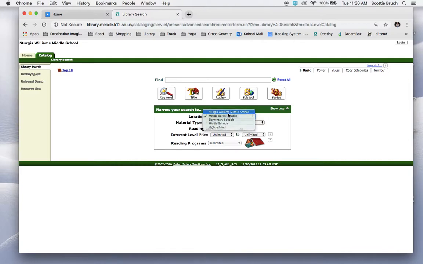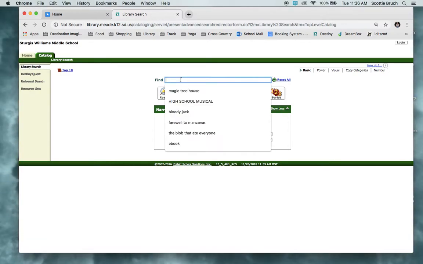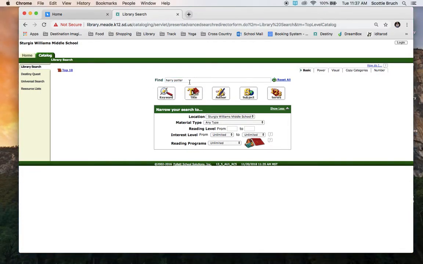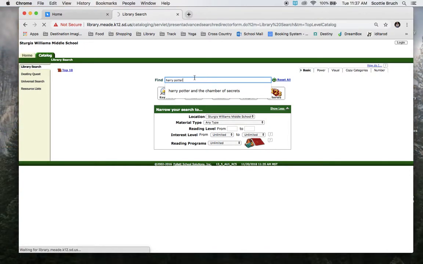I'm going to go back to Sturgis Williams Middle School, click on that as the location, and then I'm going to look up Harry Potter. So I'm not going to do this as a keyword or a title or an author or a subject or series search, just Harry Potter, and hit enter, and we'll see what we get.